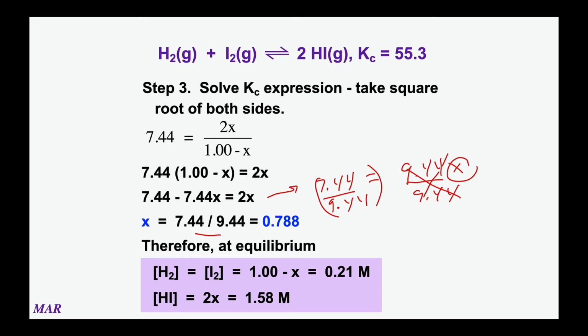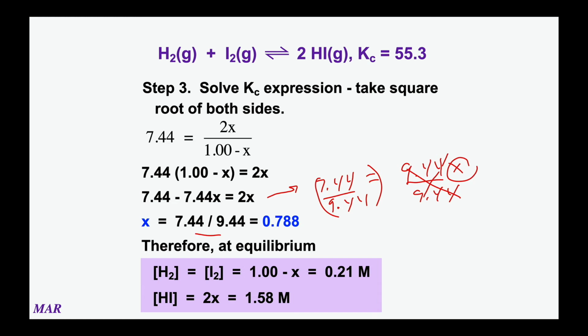So back to the equilibrium parts of the ICE table, the H2 and the I2 were both 1 minus x. So 1 minus 0.788, we get 0.21 moles per liter. And HI was equal to 2x. So 2 times 0.788, 1.58 moles per liter.